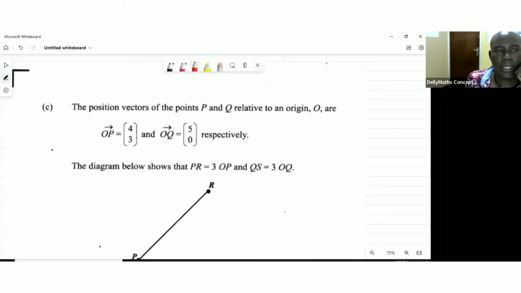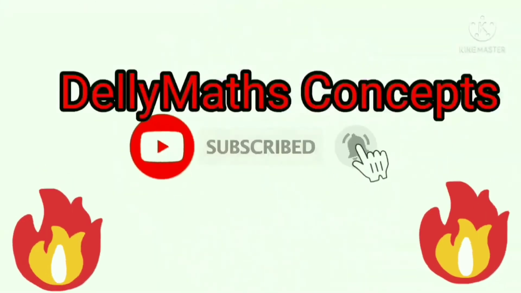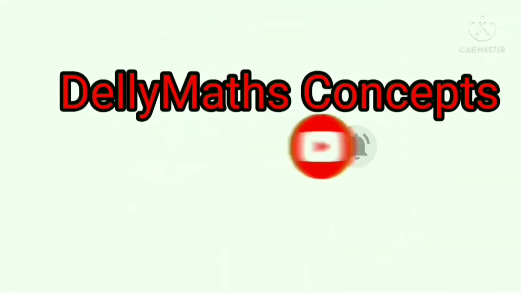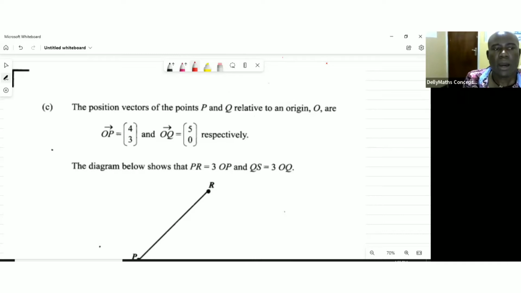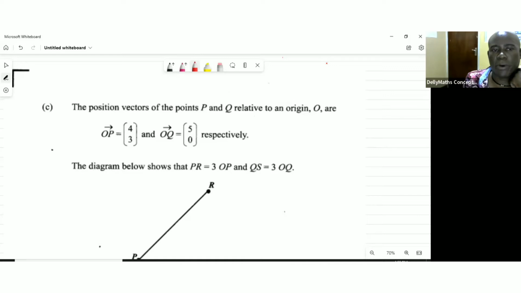Looking at now is a vector question. This question came in 2017. Check this out to see what's going on. It says the position vectors of the points P and Q relative to the origin O are OP, which is (4, 3), and OQ, which is (5, 0), respectively.